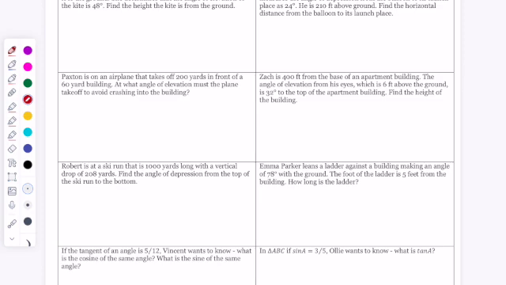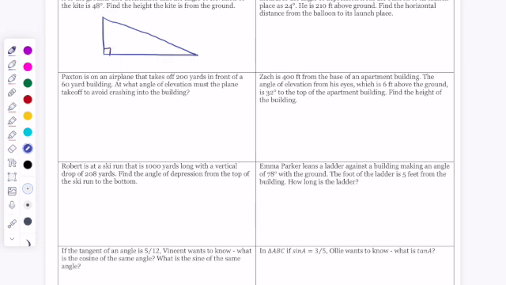Okay? All right, so Harper is flying a kite. She lets out 105 feet of string and anchors it to the ground. So the first thing we need to do is start with a picture so that we have some reference here. So I'm going to draw a picture of a right triangle. And she is flying a kite. So where is that kite going to be?